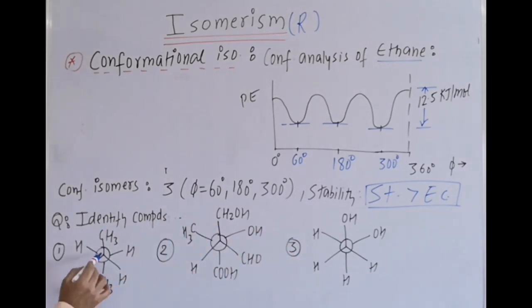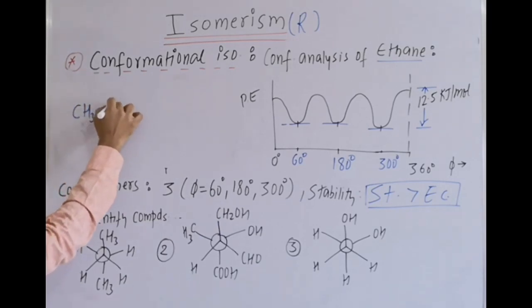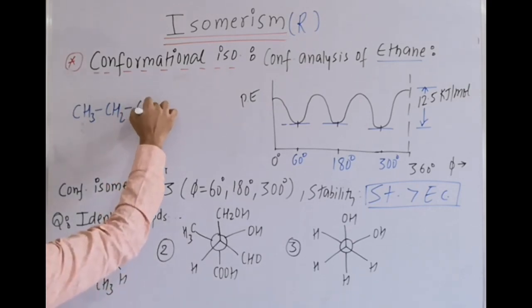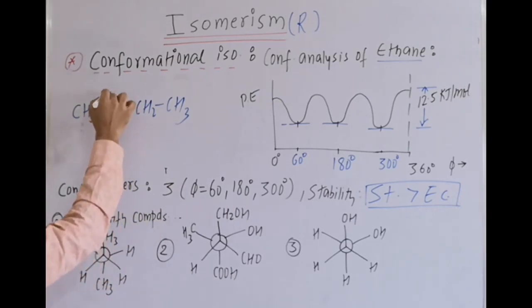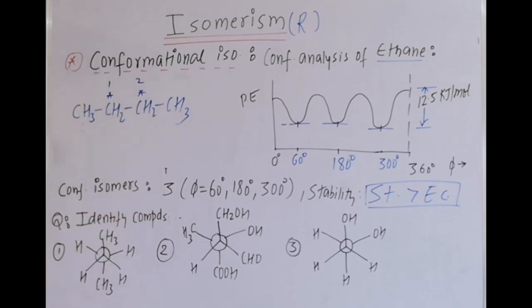In the first one, front carbon is this one, back carbon is not visible. Now front carbon contains CH3 and how many hydrogens? 2. Back carbon contains 2 hydrogens and 1 methyl. So as per this, these are the 2 carbons. First carbon this one, second carbon this one, as per the Newman projection.